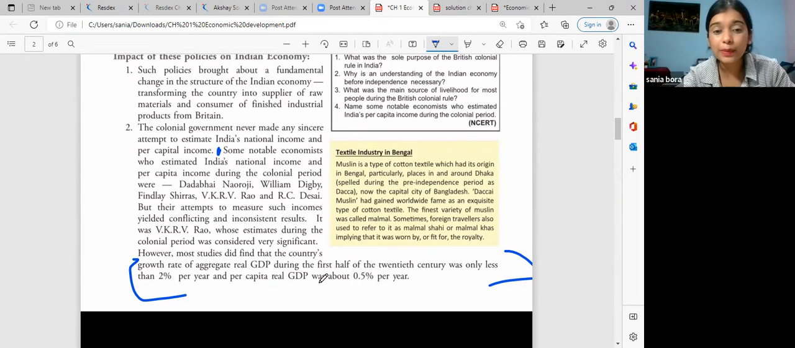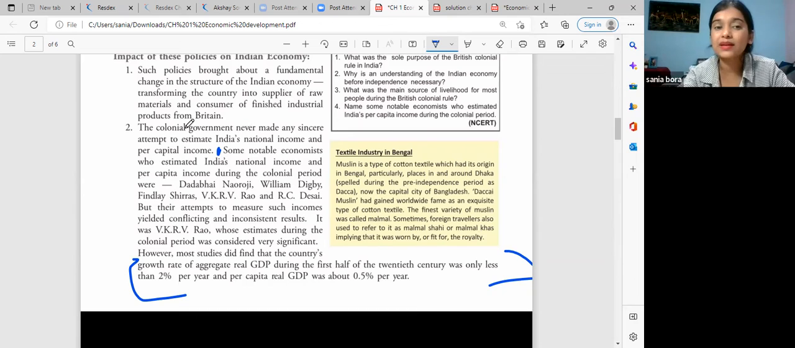And per capita real GDP, whatever you are producing per capita, all these terms we will be doing in the national income chapter, don't worry, but just write it. Aggregate means all total, it was less than 2%, but per capita was 0.5 per year. Clear? So out of 100, you are getting only 0.5 or 2%, not even 50%. That means your economy is not growing at all.